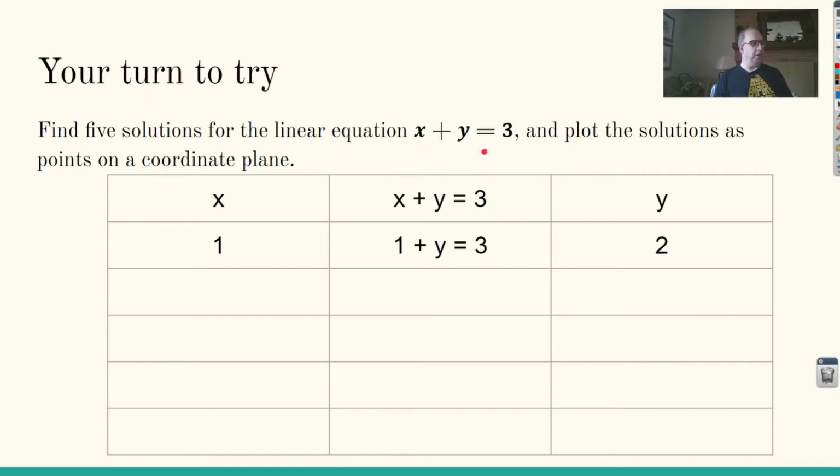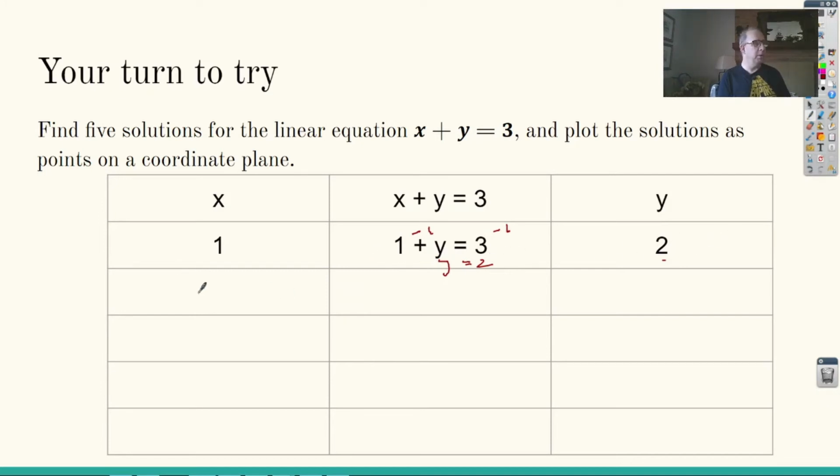So if I have an equation x plus y equals 3, what I'm going to do is pick a number for x, substitute in for x, and then solve for y. So if I say there's 1 for x, then I'm just going to say 1 plus y equals 3. I'm going to subtract 1 on both sides, then y equals 2. So if x is 1, then y is 2.